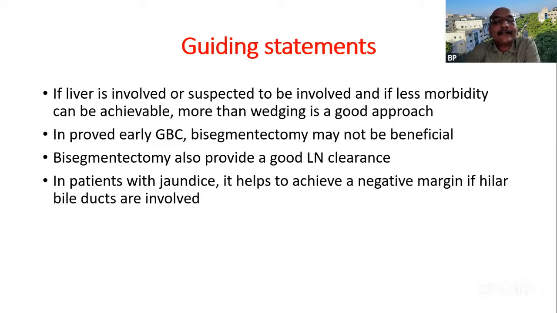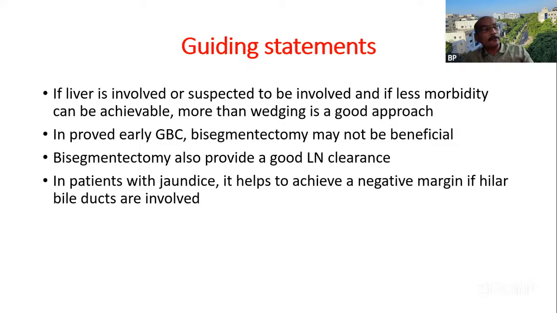So our guiding statements, the way to look forward, is if the liver is involved or suspected to be involved, and if less morbidity is achievable, a surgery which has the potential to achieve more than wedging is a good approach. So naturally, we'll end up somewhere near segment 4B5 or a little bit wider wedge excision. So in proven early gallbladder cancer, bisegmentectomy may not be beneficial. Bisegmentectomy also provides a good lymph node clearance, and in patients with jaundice, it helps to achieve a negative margin if hilar bile ducts are involved.